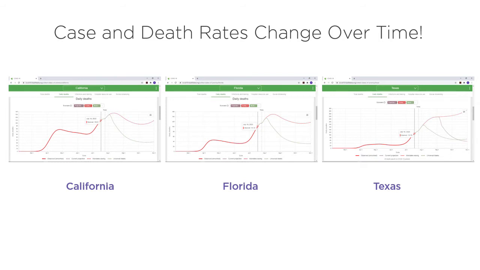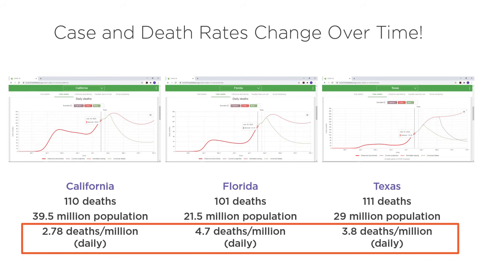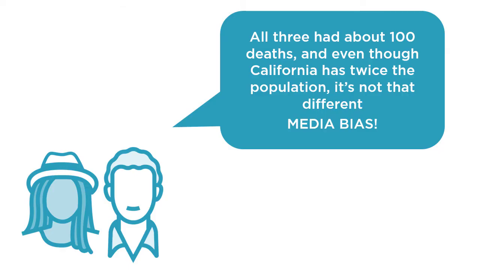Looking at the charts side by side, you'd think California has the highest number of deaths, but it doesn't, as the three charts have different vertical scales. California's population of 39.5 million is considerably larger than that of Texas at 29 million and Florida at 21.5 million. So California's daily number of deaths per million population is actually smaller. Even so, it's not that much smaller.